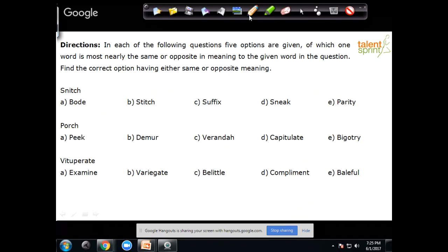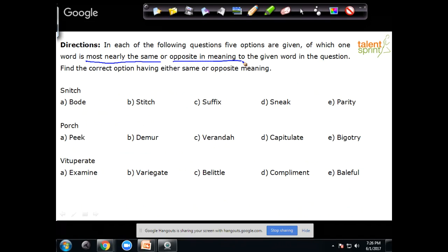synonyms, because the direction says: in each of the following questions 5 options are given, of which one word is most nearly the same or opposite in meaning to the given word in the question. So it makes it a little harder for you. When you're looking at the options, you need to see, is this a synonym or is it an antonym? You're not looking only for synonyms or only for antonyms. So let's quickly look at it.